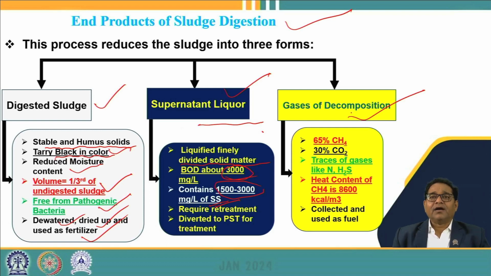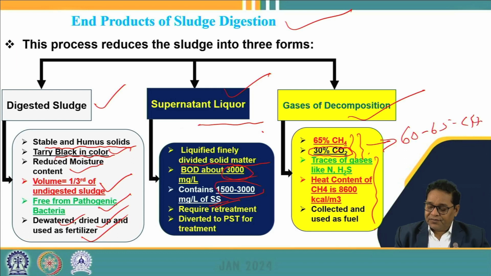for the entire treatment process. The last component is the gases generated during the decomposition process, which is basically biogas. It mostly contains methane, around 60 to 65%, and around 30 to 35% is carbon dioxide, and for the rest there may be traces of gases like nitrogen, hydrogen sulfide, and many other gases. The overall composition, with around 60 to 65% CH4, has a very high calorific value of around 8000 to 9000 kilocalorie per meter cube. Because of this, it can be collected and used as a good fuel for energy generation for different options.